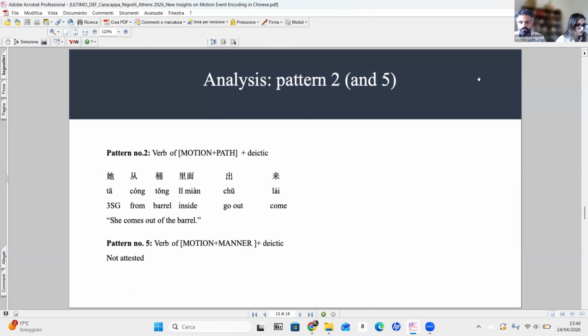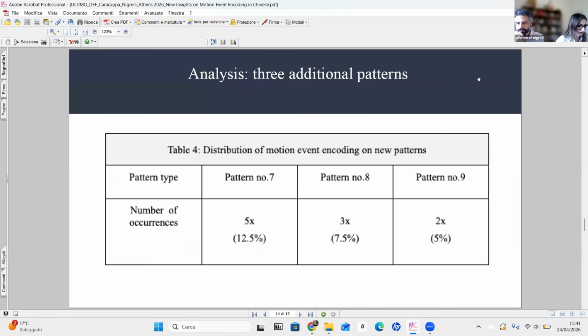Pattern number 2, where a motion and path verb is followed by the clitic element, was observed only once, representing 2.5% of the data. As we can see in the example, 她从洞里面出来, that means she comes out of a barrel. In the end, as we can see, pattern number 5 was not attested. In addition, the analysis showed that 10 productions do not fit into Romagnoli's 6 established patterns, corresponding to 3 additional patterns, as we can see in table number 4.